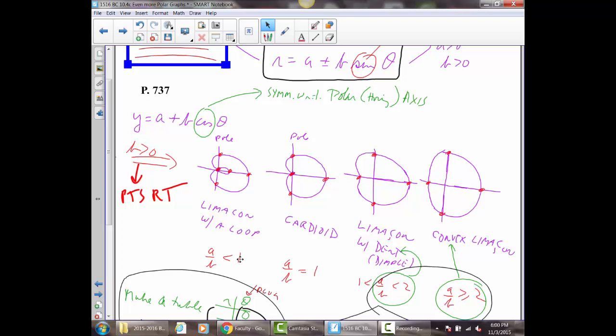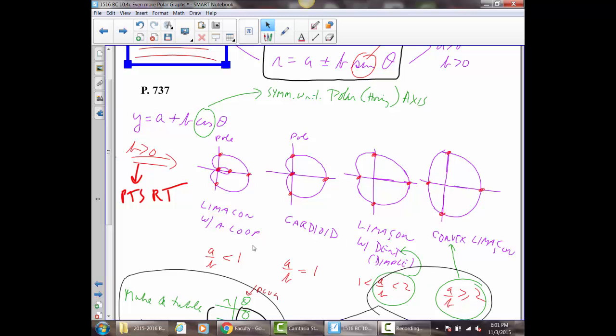Which one you will get will depend on the ratio of a and b, and again we're supposing a and b are both positive. If a over b is less than 1, you'll get a limacon with a loop, which you'll notice has 5 intercepts. There are 3 points on the horizontal axis, 2 on the vertical axis. If a over b equals 1, you get a cardioid. Now there are only 4 intercepts. From here on in, there are only 4 intercepts, but one of the 4 intercepts is the pole. With the limacon with a dent and the convex limacon, you'll notice the pole is not on the graph. It's going to have a dent if a over b is between 1 and 2, and it'll be convex if a over b is greater than or equal to 2.